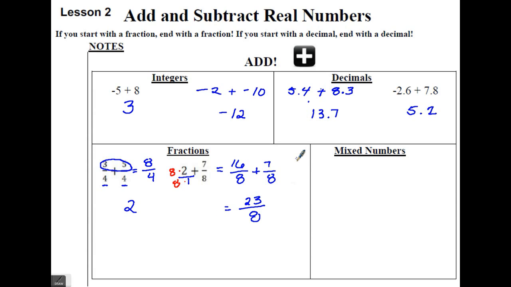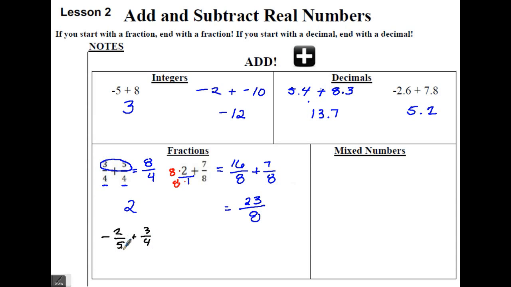Okay, now let's look at another example here. Let's do a value of -2/5 and 3/4.